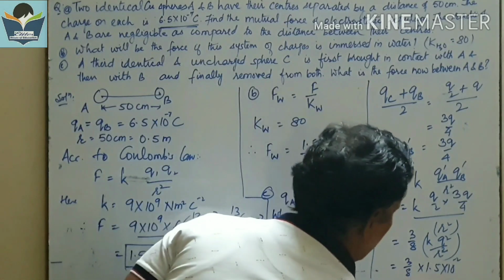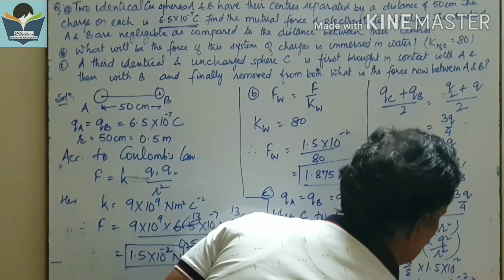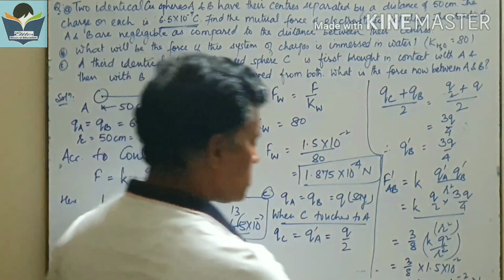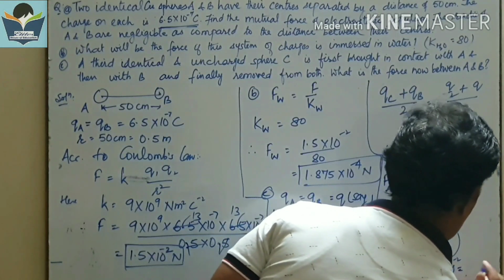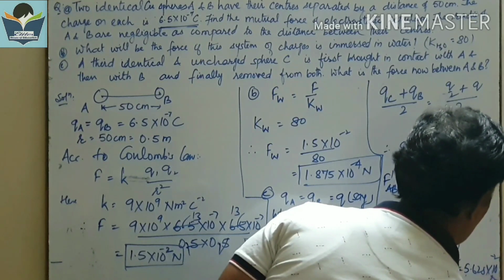5.625 × 10 to the power minus 2 Newton. So this is the force between them, that is 5.625 × 10 to the power minus 2 Newton.